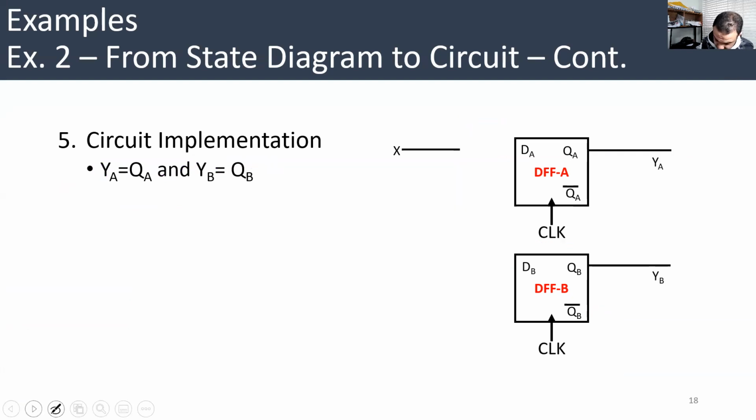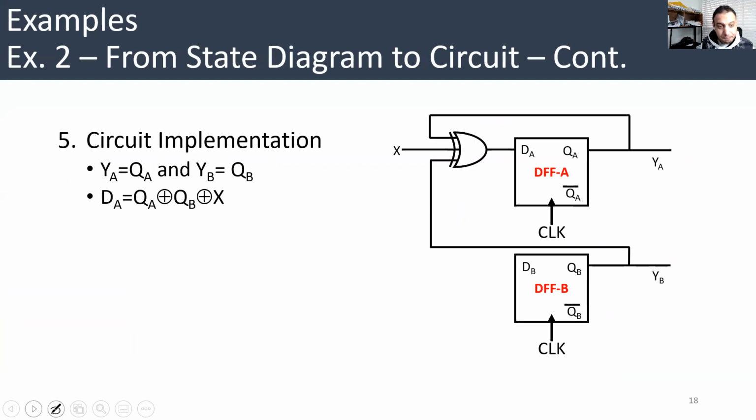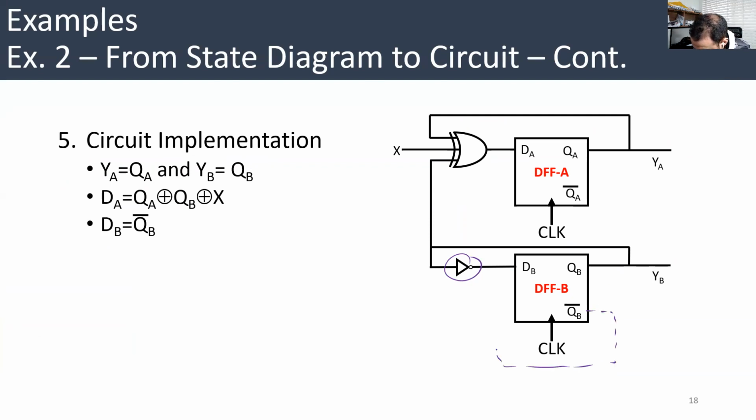YA and YB, the XOR here. And here, DB is equal to QB bar. So you can do it like this, or as I said, you can take it from QB bar. Both are correct. Either this or this. Whatever, don't do both, just one of them.